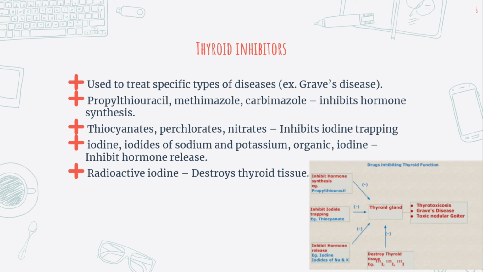For destroying the tissue, there is the radioactive iodine. Now, what is radioactive iodine? The radioactive iodine is the radioactive form of iodine, in which it is useful in imaging tests for treating thyroid cancers and hyperthyroidism. It is a common treatment used to destroy the thyroid gland so the overproduction of thyroxine can be stopped.